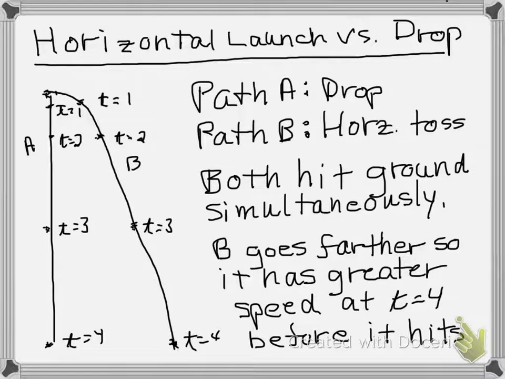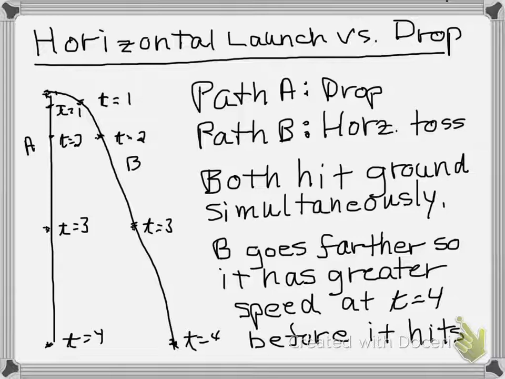Now I'd like to talk about horizontal launch versus drop. We demonstrated that in class. Path A represents a projectile that is simply dropped. Maybe it's a ball. And path B represents a ball tossed horizontally off of a cliff. Both will hit the ground simultaneously.